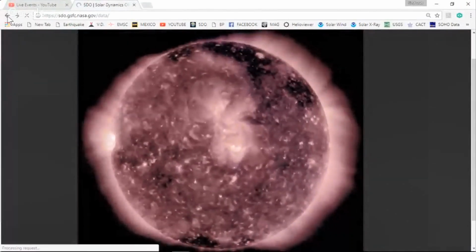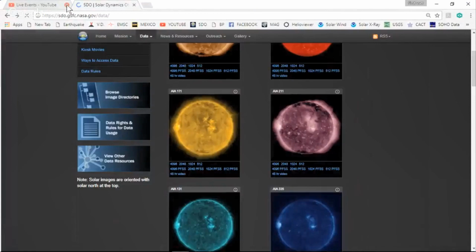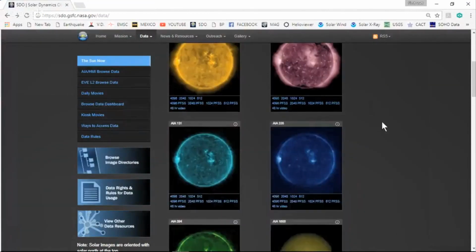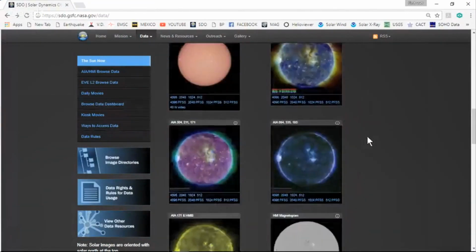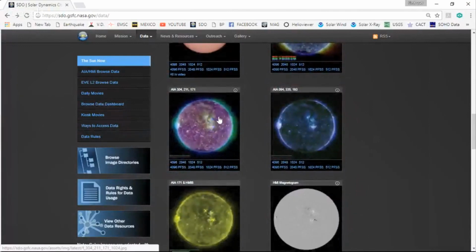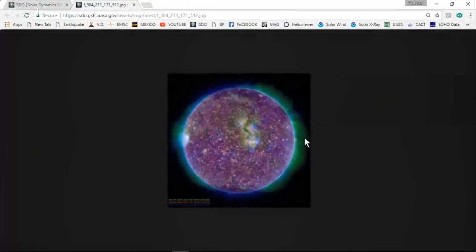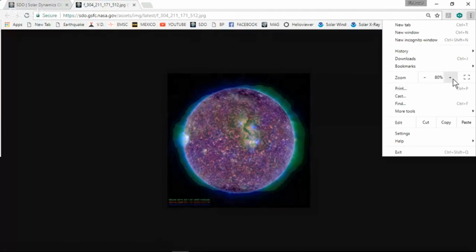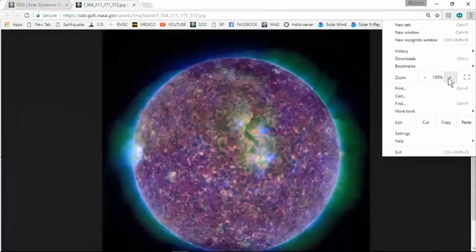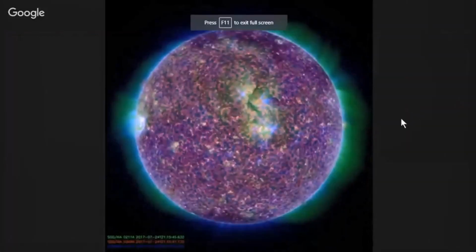If you go back to the SDO website, you pan down here, you can get that type of image right there. Pretty close. I can't blow that up or anything. Well, yeah, I can blow it up. That's right. So this is what they were actually showing us.